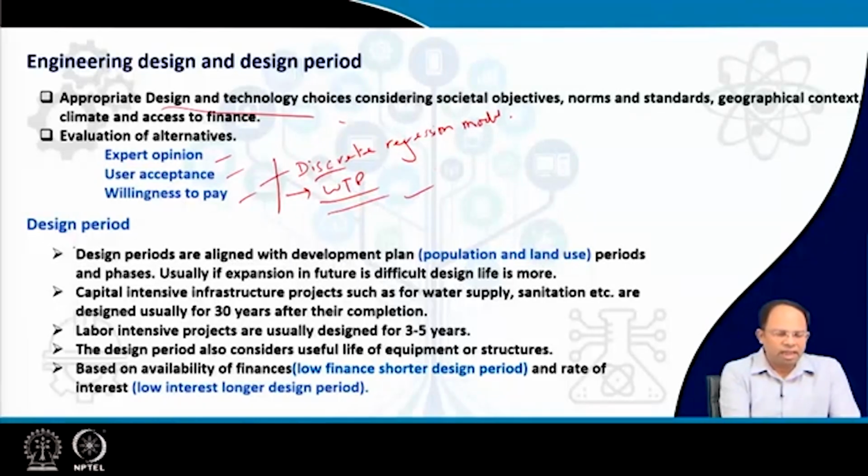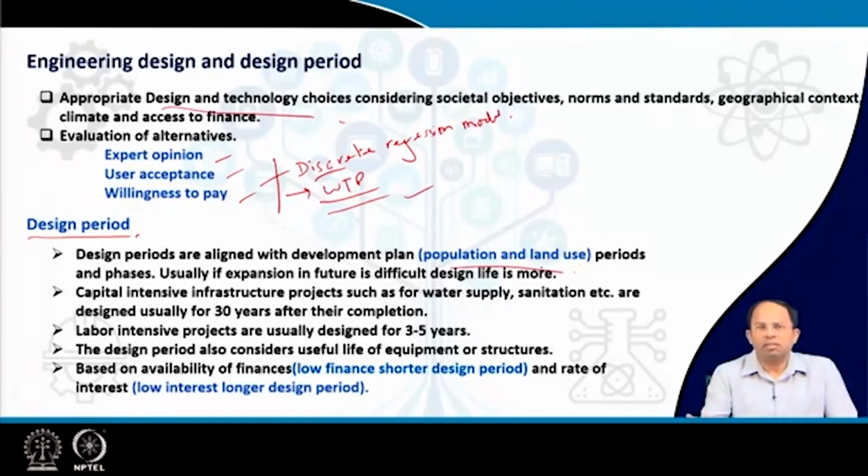Along with that, the design period is also very important. Design periods are aligned with development plans. That means population and land use change as per different phases of the development plan. Accordingly, the designs can be determined based on that. For a short time period, we can take certain technologies and approaches, whereas for a long time period, we have to take other approaches.